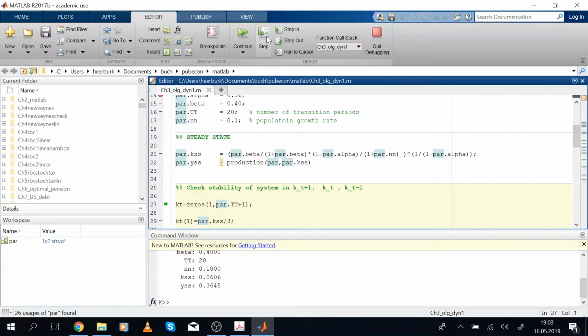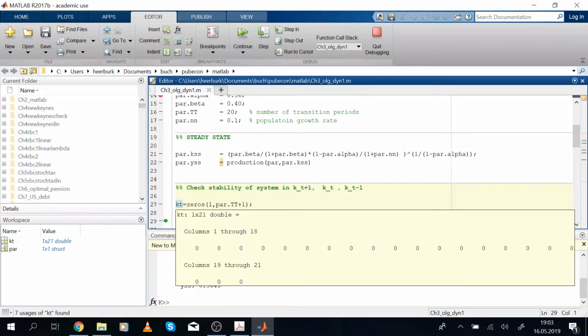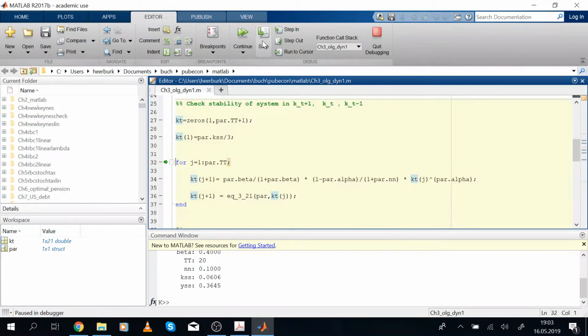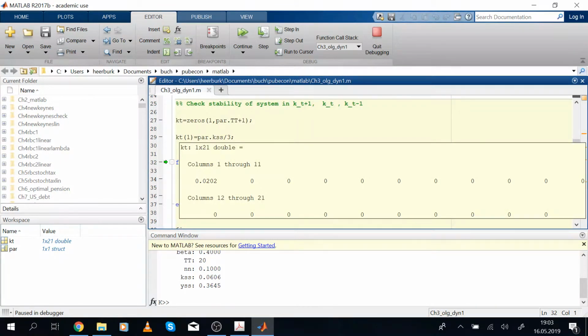Now we continue in our computation. First, we initialize a vector kt with 21 zeros. In kt, we store the 21 values of the capital stock during the transition. The first entry will be our k0, the second entry will be our k1, and so on till k20. We initialize the first value of kt with k0, and it is equal to 0.02.